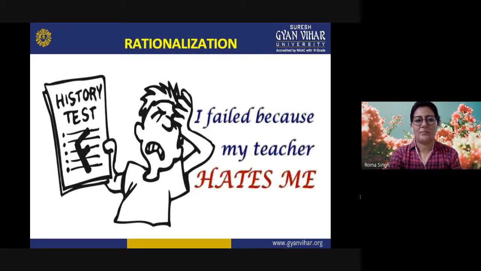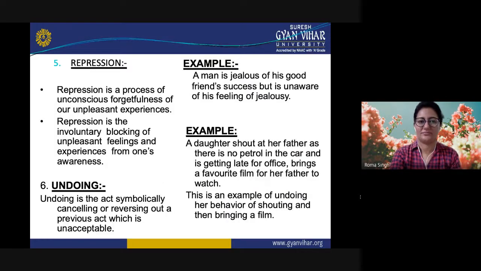Here is another example. A student has a report card which is saying F in the history test. So he has rationalized because he has said that I failed because my teacher hates me. This is the rationale he has given for failing in the history test. He has not accepted that he has not studied for the history test, he was not prepared for the test, or it was his fault that he failed in the exam. He has given all the blame to his teacher because the teacher does not like him. He has failed him in this history test.